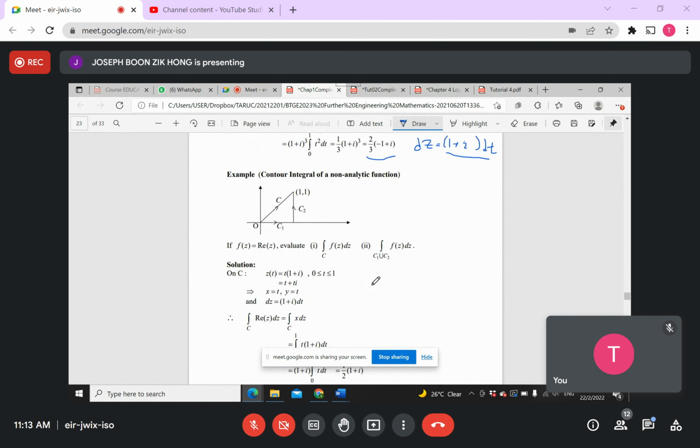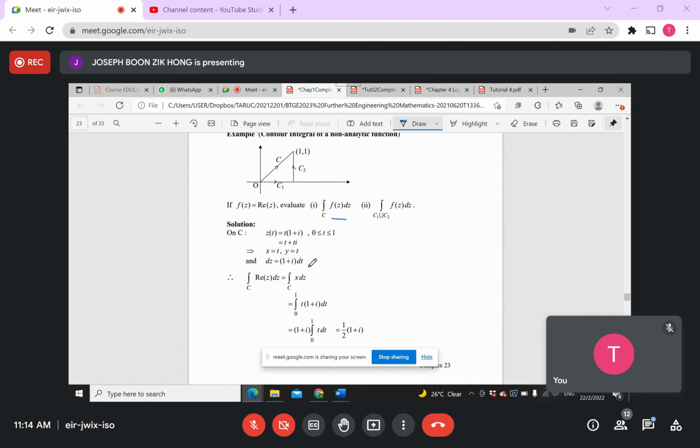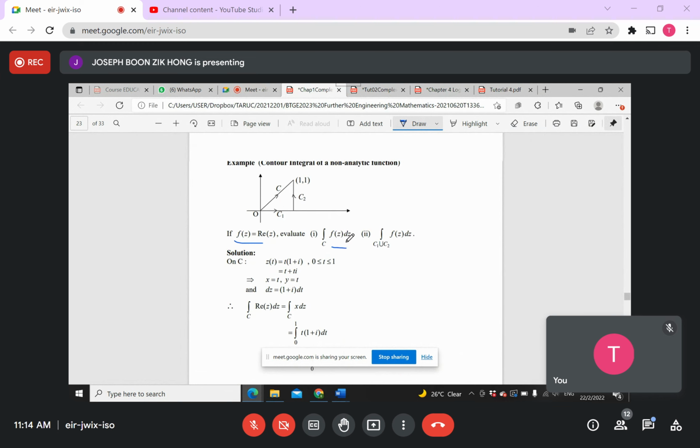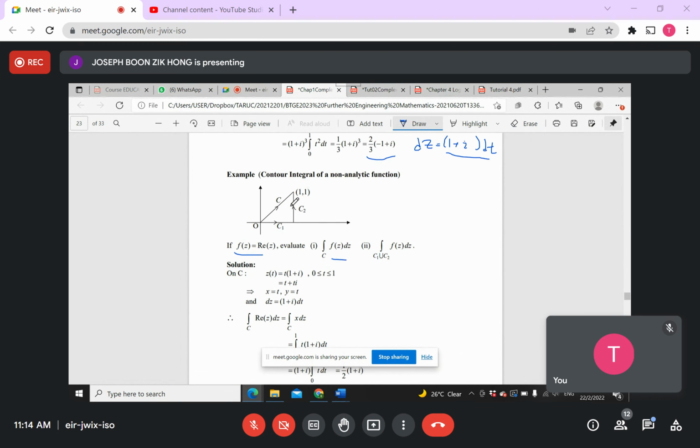Okay, so now if I want to integrate this one, f(z) dz, where it is C1 and C2. So what are C1 and C2? Here, f(z) is the real part of z. Okay, I need to find out what my z(t) is first. So from C1 and C2, combined together they become C. So now we only want to deal with C.